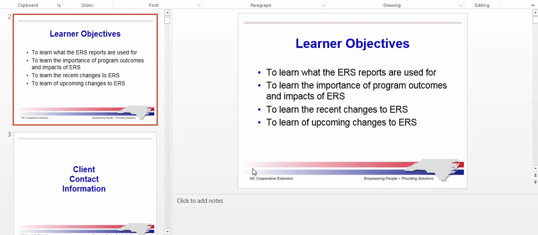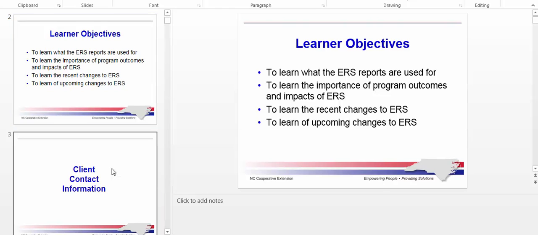What we're going to learn today, our objectives today, are to learn more about the ERS reports and what they're used for, to learn the importance of program outcomes and impacts in ERS, how important that is, and to learn the recent changes to ERS, as well as the upcoming changes to ERS. Now we're going to look at all 11 sections presently being used in the Extension Reporting System.